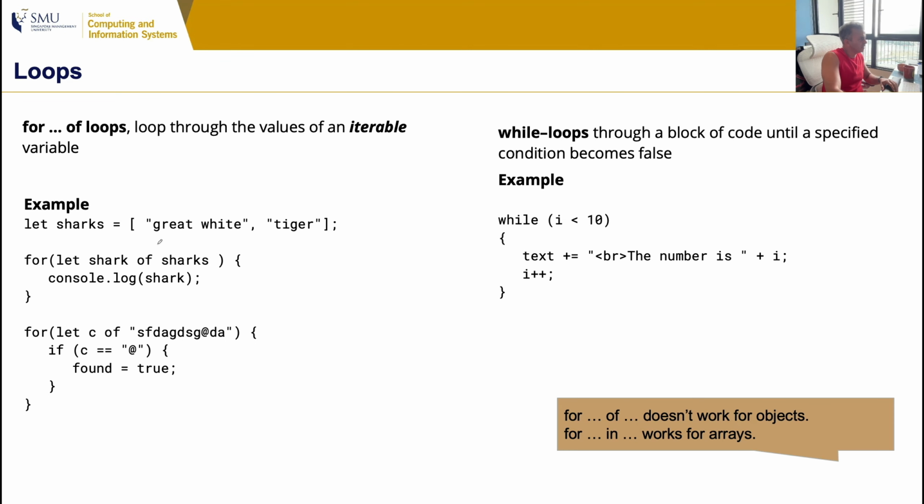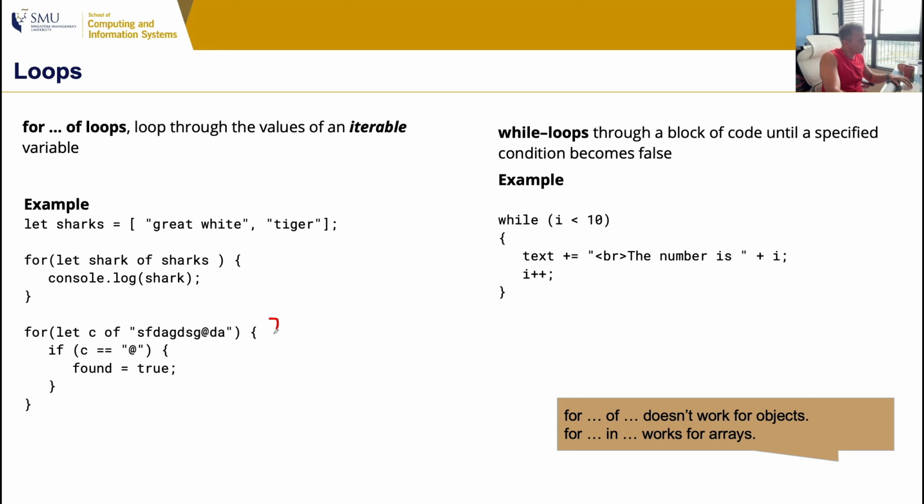Then if you have an array, one way of looping over it is to use a for loop and then use array.length to figure out how big the array is and then loop properly. Or there is a shortcut, which is of. Again, shark is a dummy variable that you declare by let shark of sharks, then console.log shark, and that will print out great white and tiger. And then let character of a string, then character will become each character of the string, which is nice.